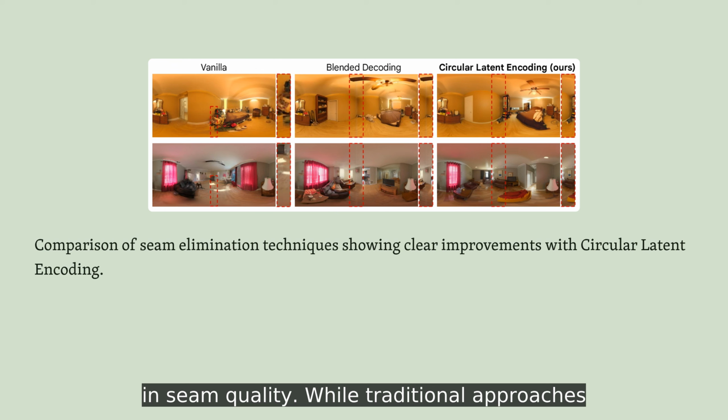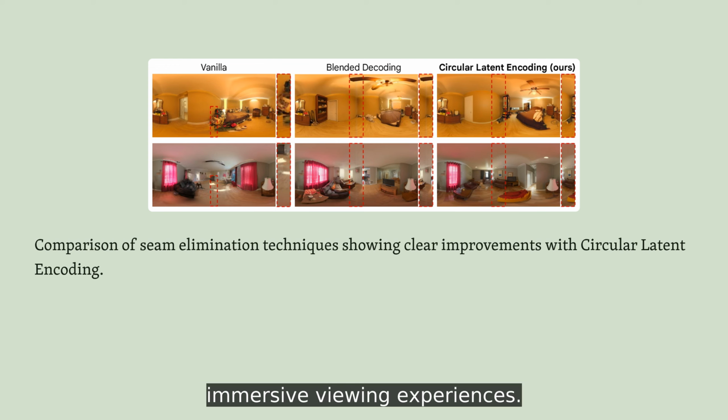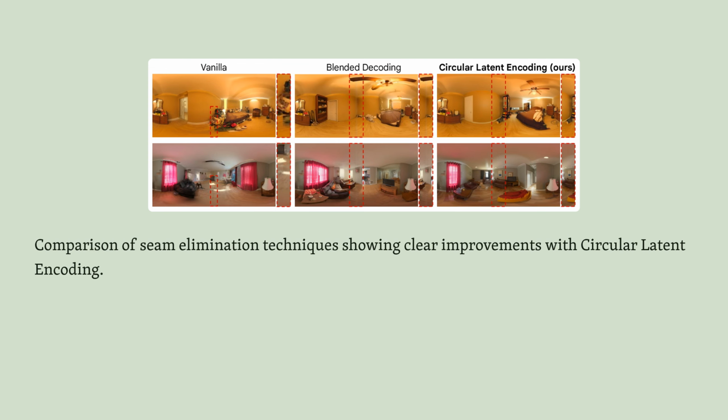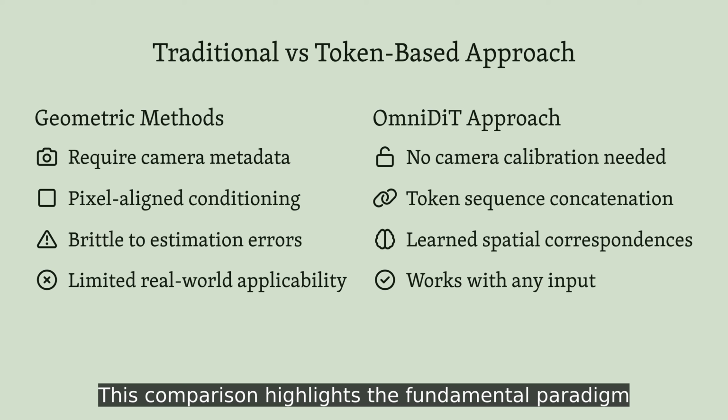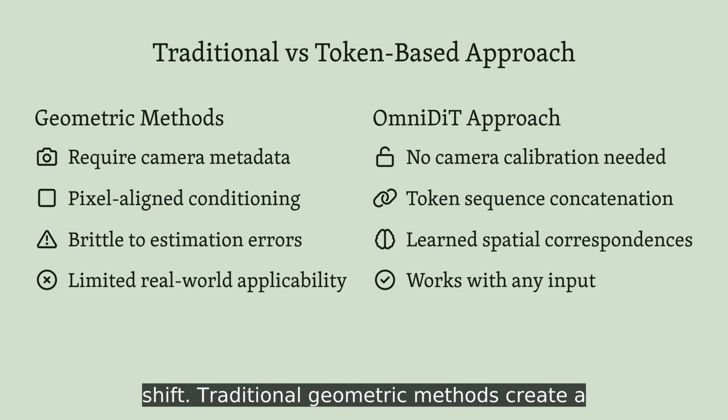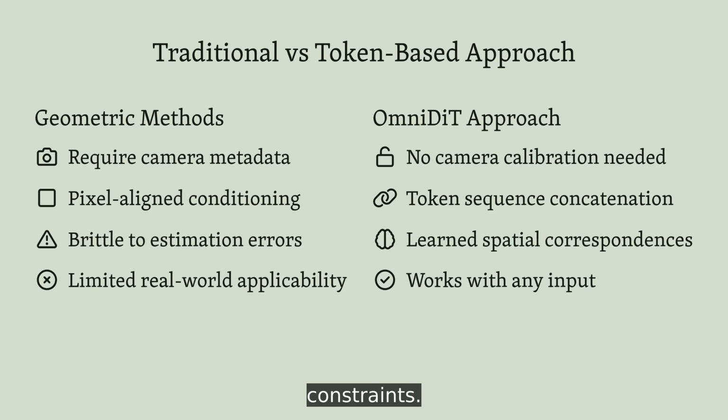While traditional approaches and even blended decoding methods still show visible artifacts at the panorama boundaries, circular latent encoding produces truly seamless results that are essential for immersive viewing experiences. This comparison highlights the fundamental paradigm shift. Traditional geometric methods create a rigid pipeline that breaks when assumptions fail, while the token-based approach provides flexibility and robustness by learning spatial relationships directly from data without geometric constraints.